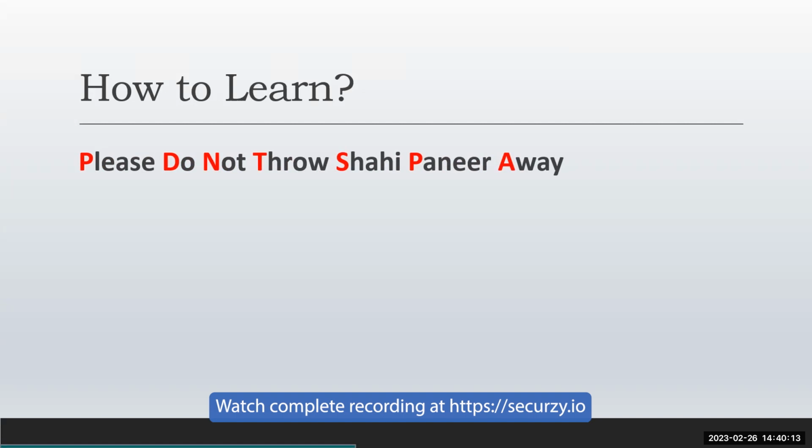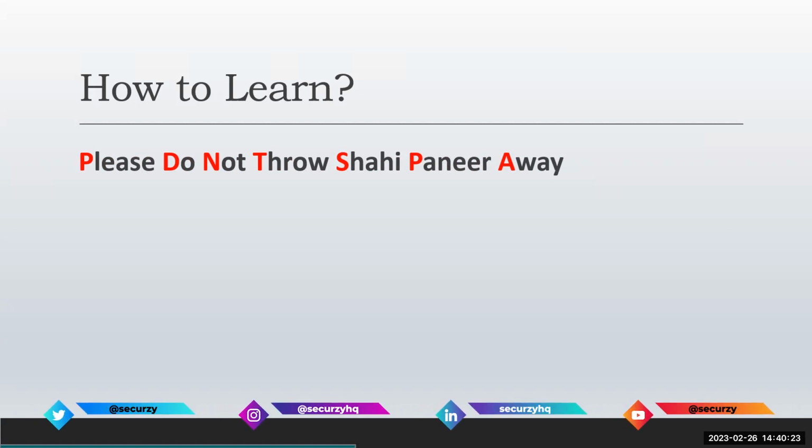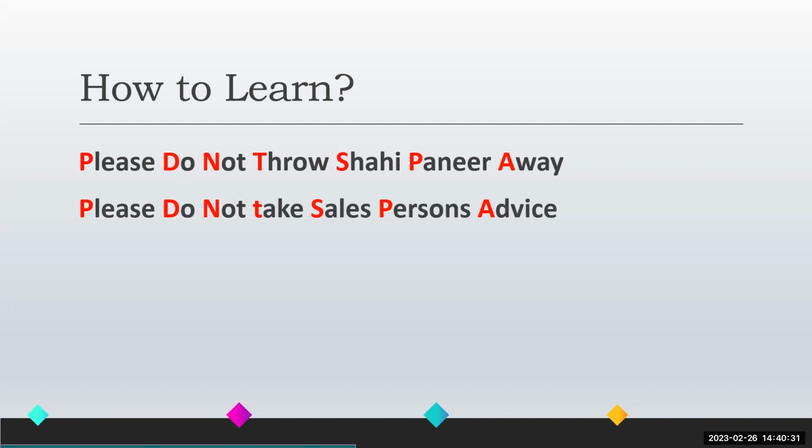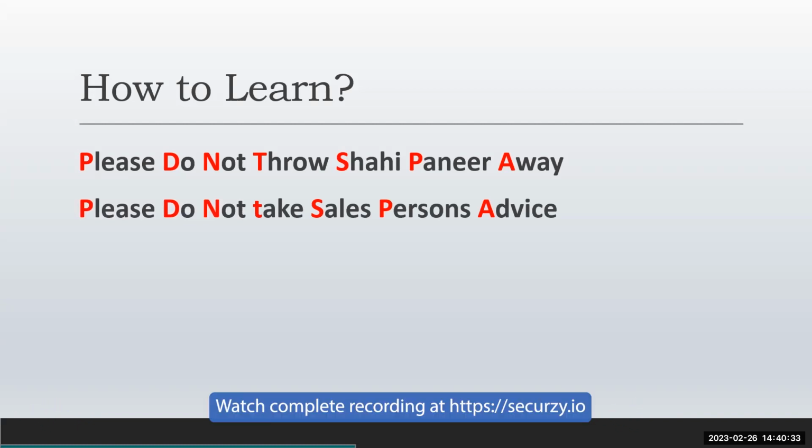And yes, please do not throw sausage pizza away. That's actually also correct. P stands for physical, D stands for data link, N stands for network, then transport, then session, presentation, then application layer, right? And for other people, you can also use this one: Please do not take salesperson's advice. The same thing: P stands for physical layer, and so on.